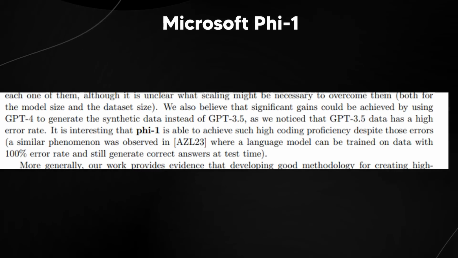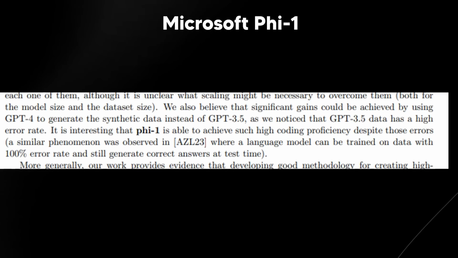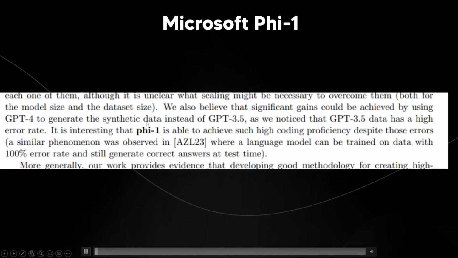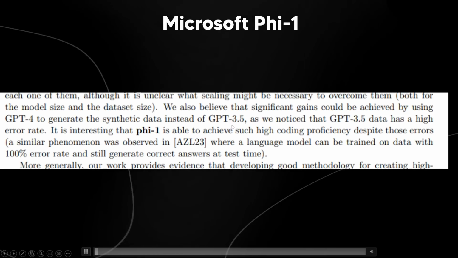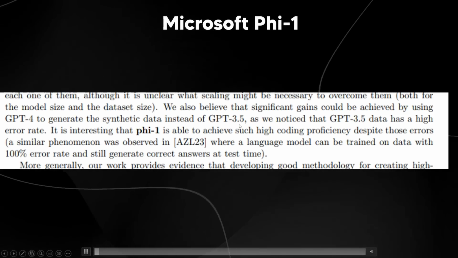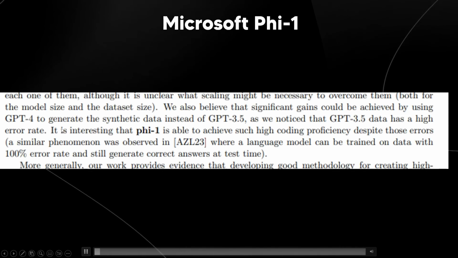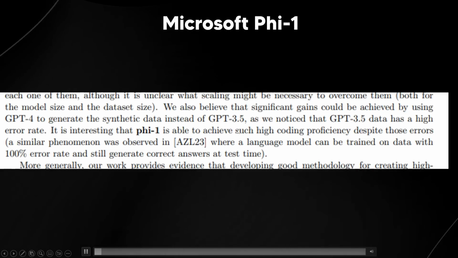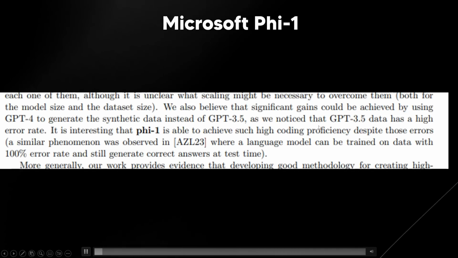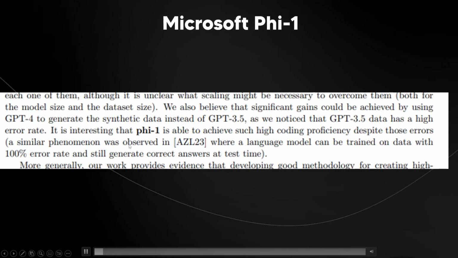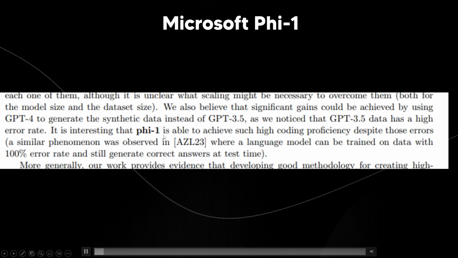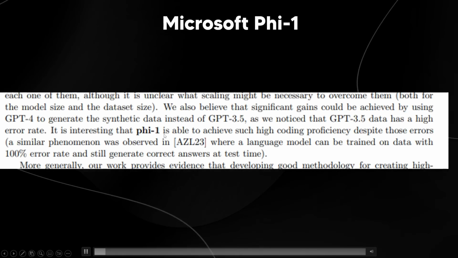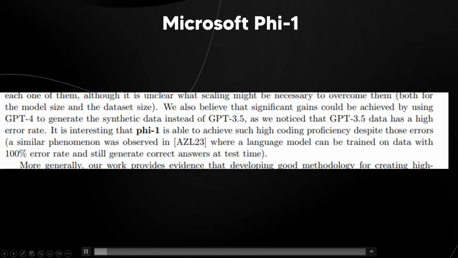So you can see here that it says that we also believe that significant gains could be achieved by using GPT-4 to generate the synthetic data instead of GPT 3.5. As we noted, that GPT 3.5 data has a high error rate, but what was crazily interesting was that Phi 1 is able to achieve such a high coding proficiency despite those errors, a similar phenomenon that we observed in another paper where a language model can be trained on data with 100% error rate and still generate correct answers at test time, which is just insane.